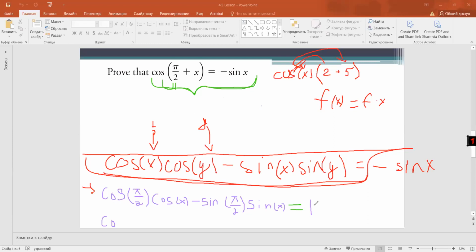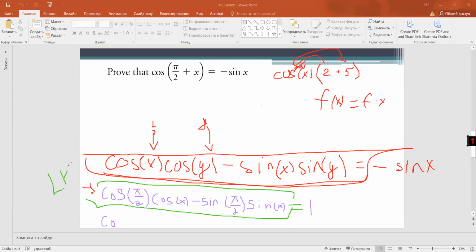Wow, this equals 1, you want to say? But use the given formula, because now we converted cosine of pi over 2 plus x into what you wrote here. And we should set an equality with what? We have to prove this identity, that the left-hand side equals the right-hand side. And the right-hand side is minus sine x.